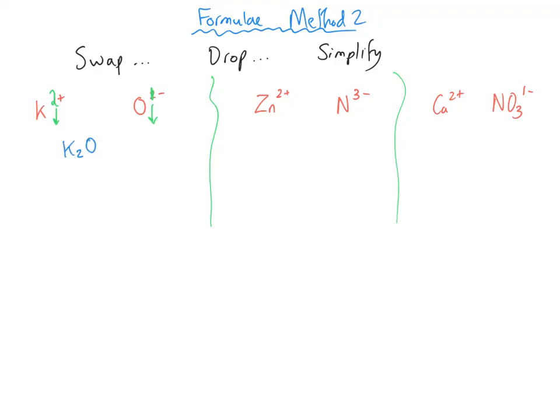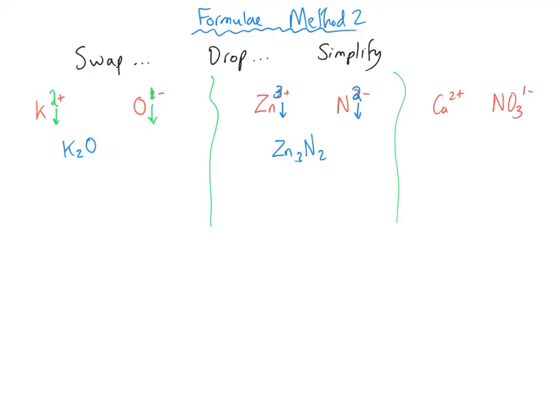Let's do that again with the zinc. So you swap the 2 plus of the zinc for the 3 of the nitrogen, so it becomes a 3 over here, and that becomes a 2. Then you drop it down onto the line, and we get Zn3N2.